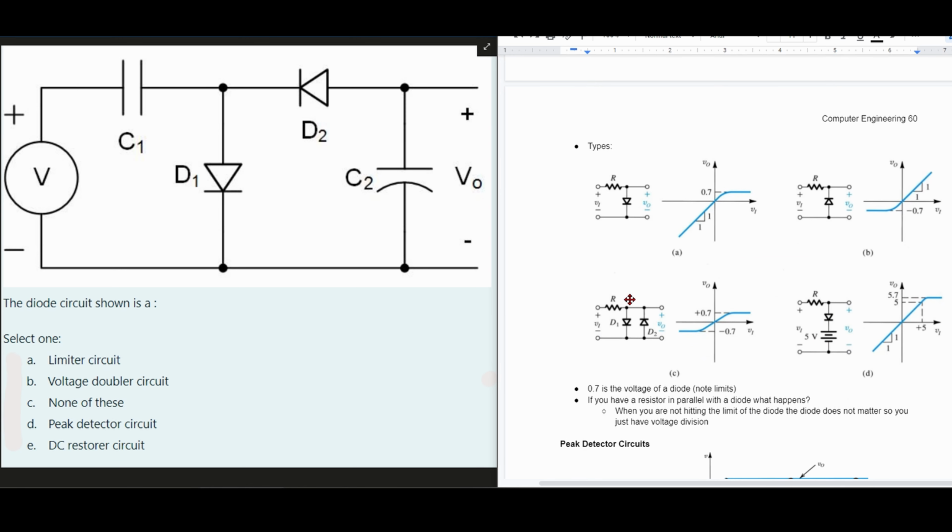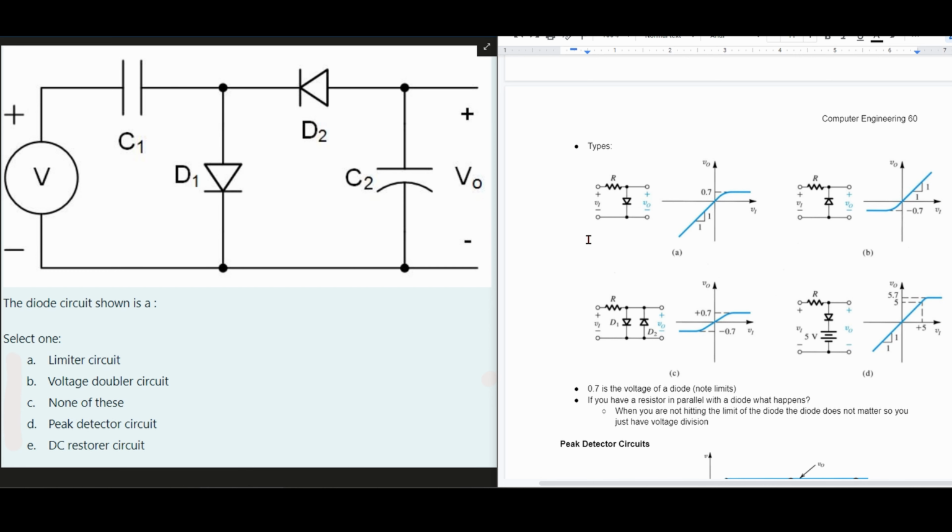So we have specific types here. Notice the use of our 0.7 right here, the continuous use of it. And this is because the voltage of our diode, a battery with the voltage of our diode, is 0.7. So we can just assume that a diode has 0.7 volts. And we see the slope here is 1 over 1. That's what we had previously. We have a V out over V in.